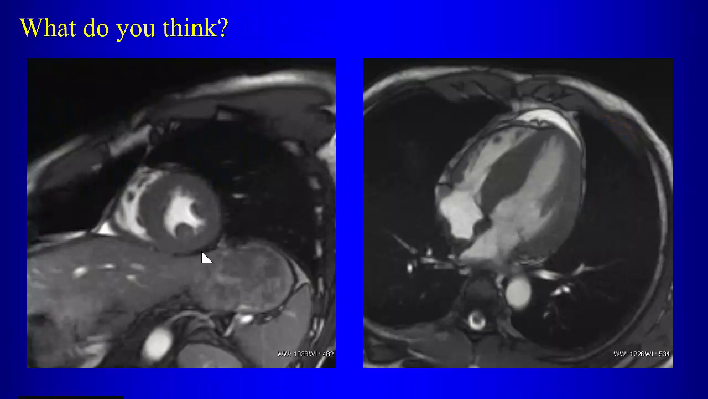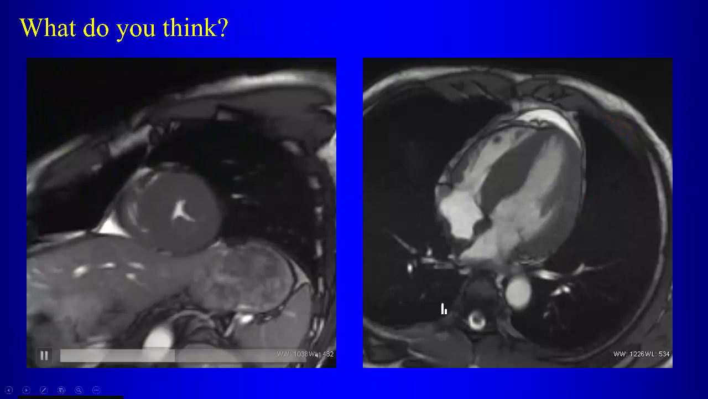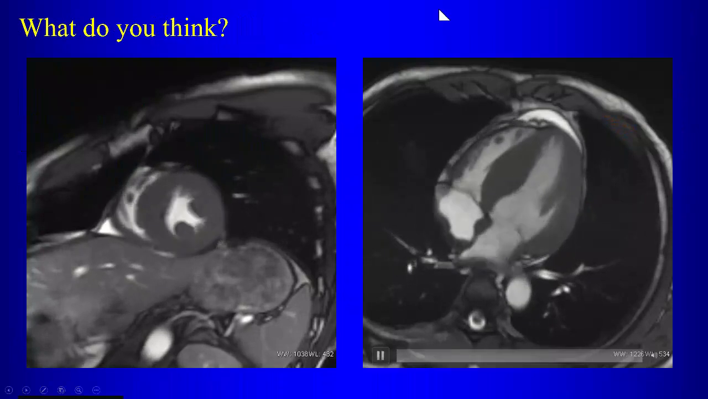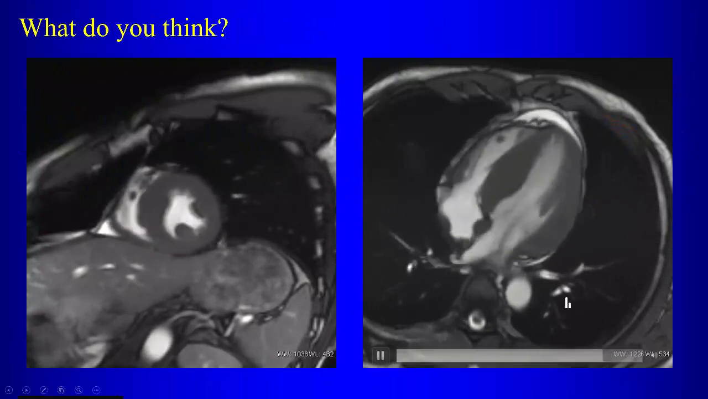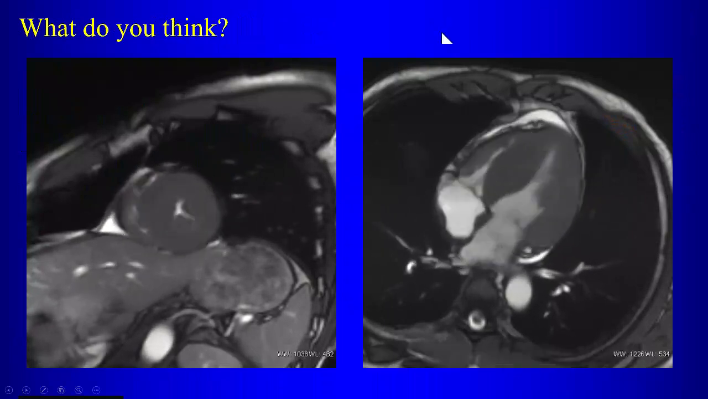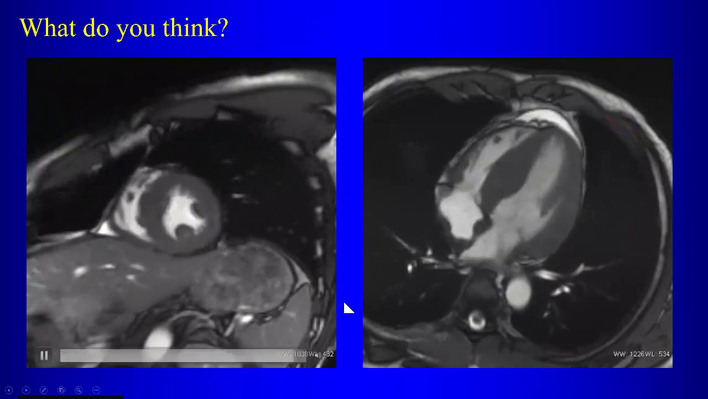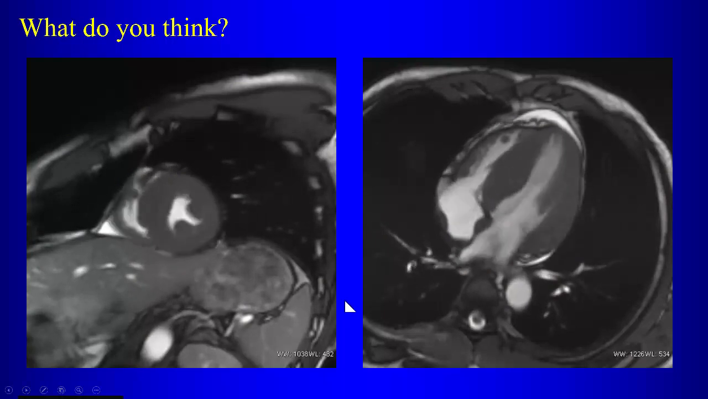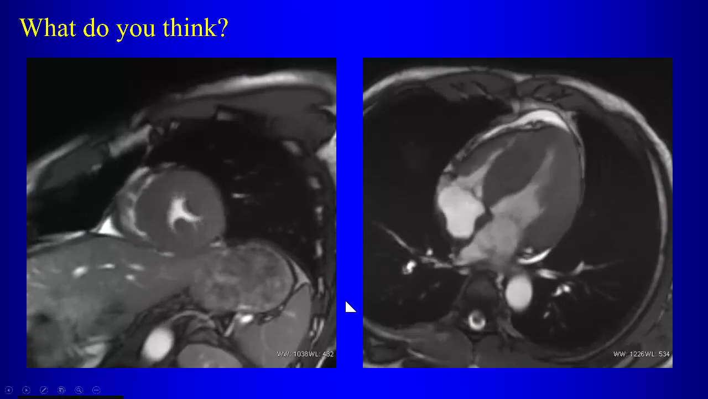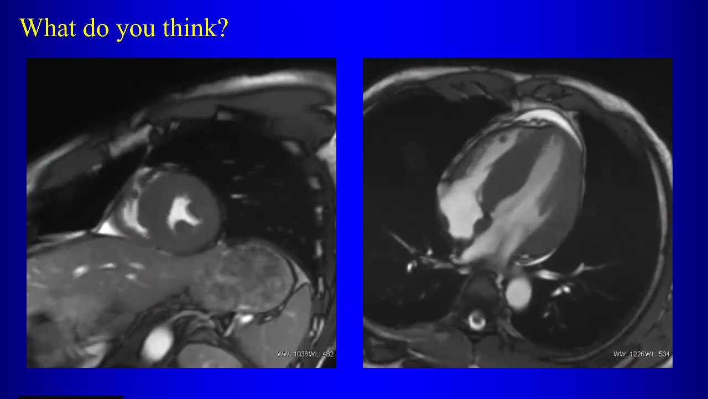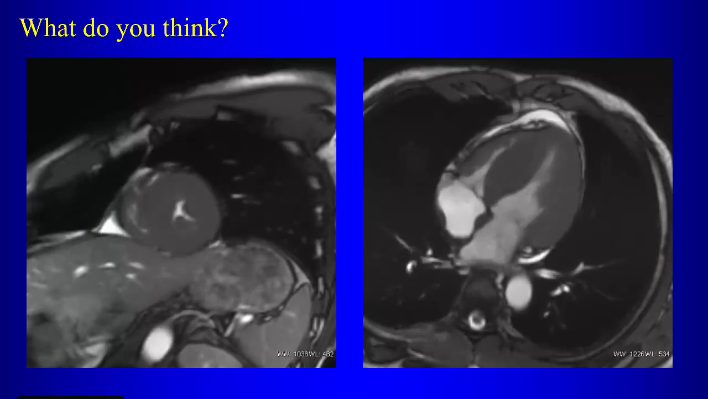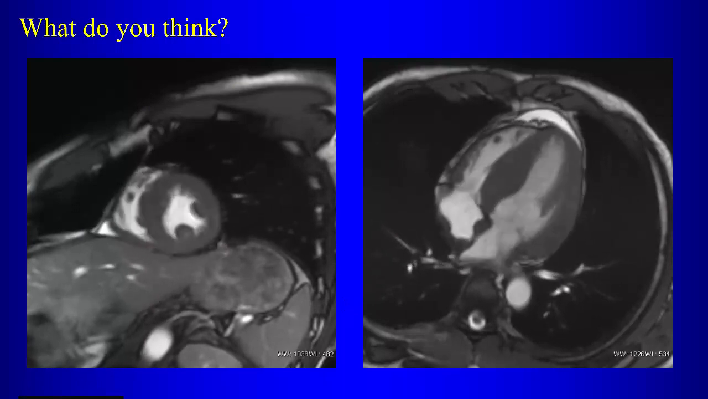Okay? All right, so here we have a different patient, and what kind of views do we have? There's a short axis view, and this is a four chamber view, right? Now, so far, well, first of all, what's the abnormality? What's abnormal? Anything look abnormal here when you look at this heart?